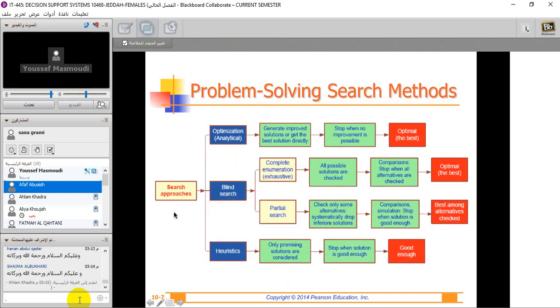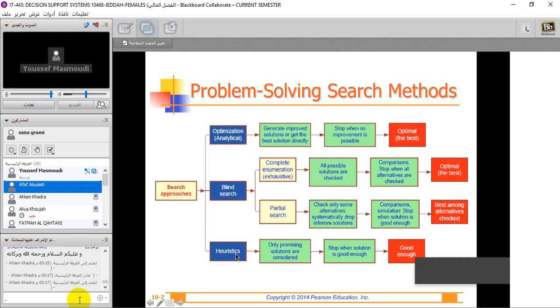The search approach, there is what we call the optimization or analytical approach, which we saw last week, which relies on mathematical programming, and you will find absolutely the optimal solution. This is the first type of search method approaches.